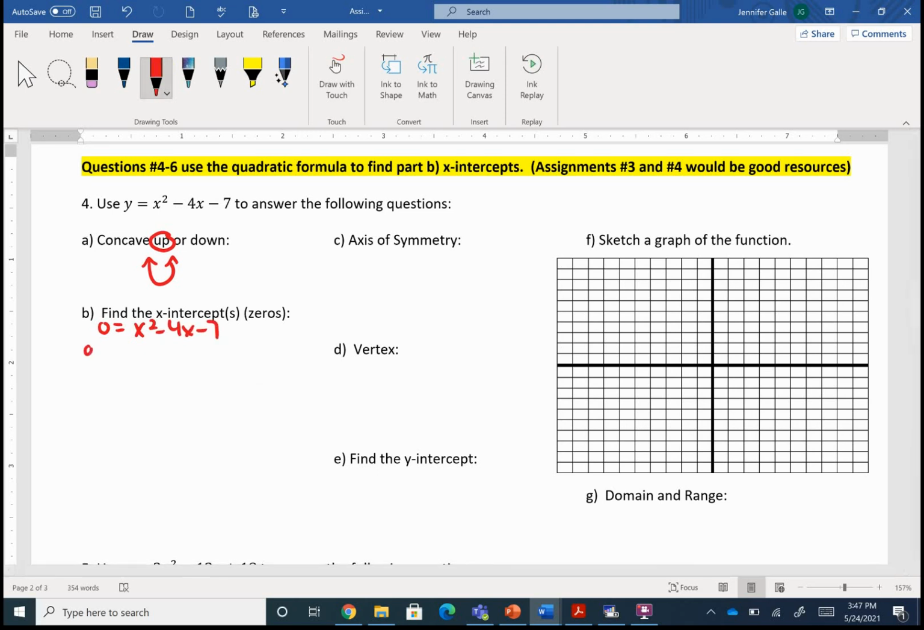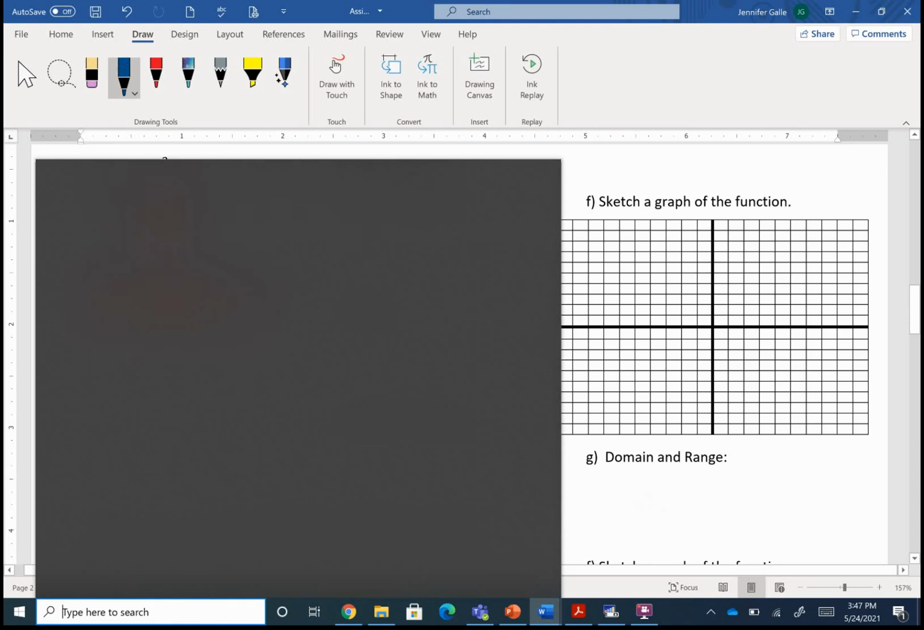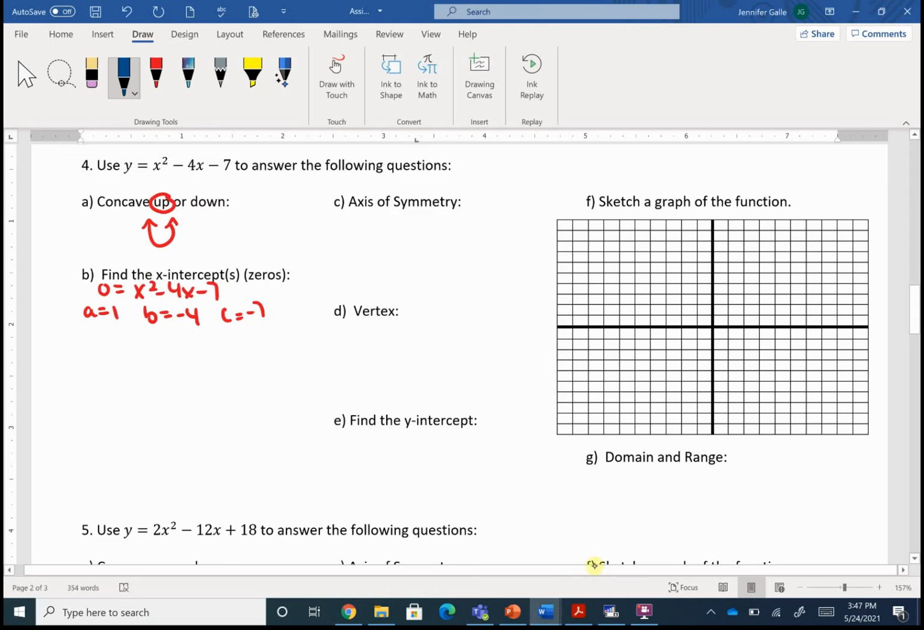And we're going to use the quadratic formula. So I'm going to pick out A, B, and C. Watch your signs. And then I like to find the discriminant first so I know how many intercepts I should have. All right, so the discriminant is b squared minus 4 times a times c. Again, just pop it right in your calculator.